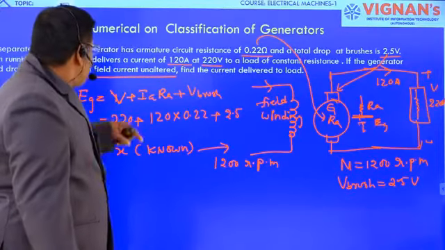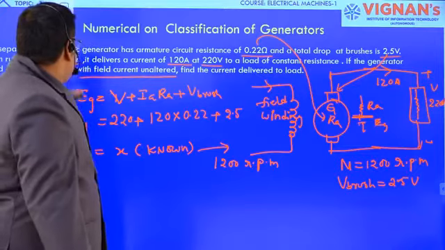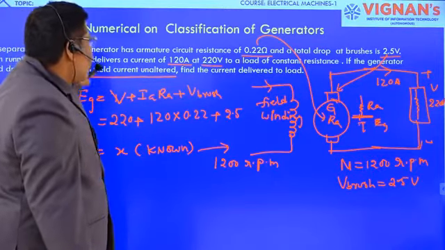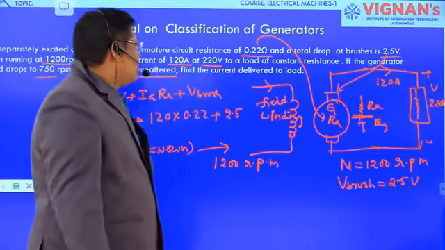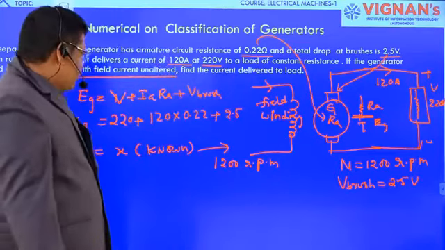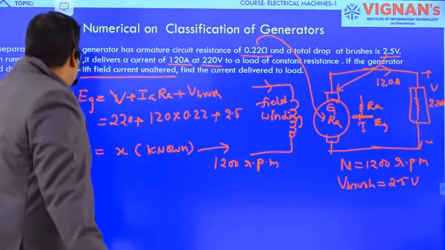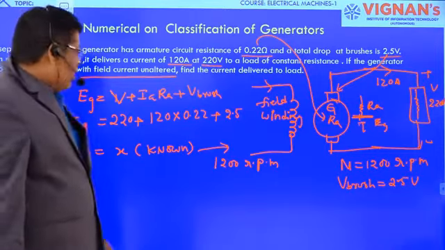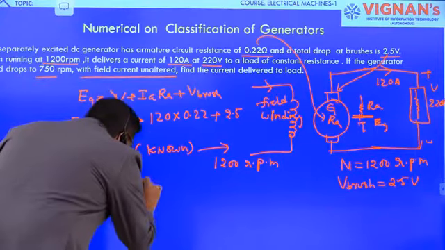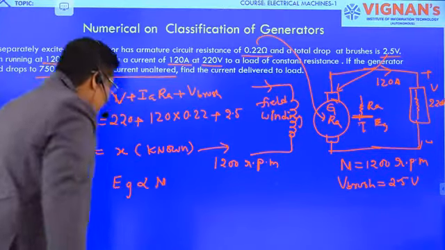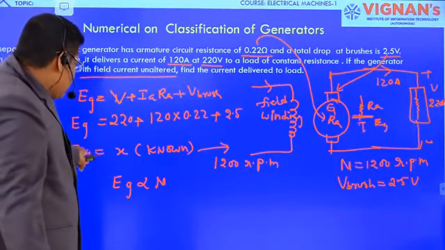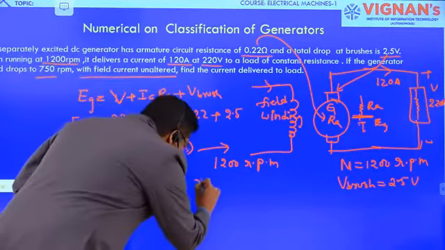Now he is asking to find out, if the speed comes to 750 rpm, how much current is delivered to the load. Find the current delivered to the load. Now if the speed comes to 750 rpm, already we know that the generated voltage EG is directly proportional to the speed. Here we know the EG value. So this X is proportional to 1200.